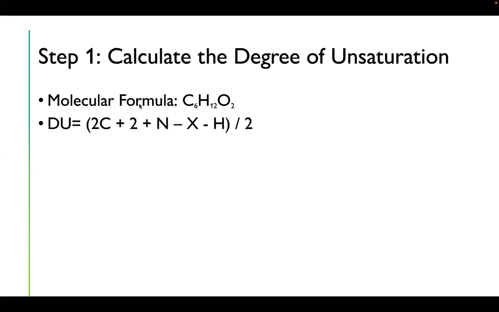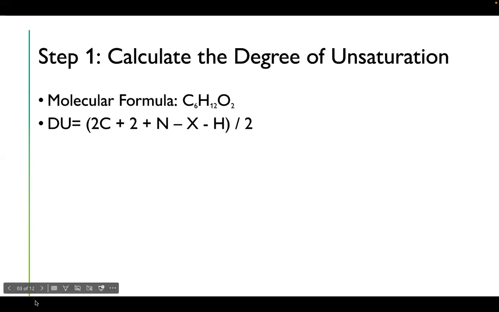So here's our given molecular formula, C6H12O2. And here is the formula to calculate the degree of unsaturation. The C represents the number of carbons. This N represents the number of nitrogen, which as you can see, we don't have any. This X represents the number of halogens. Once again, we don't have any. And then the H is for hydrogen.